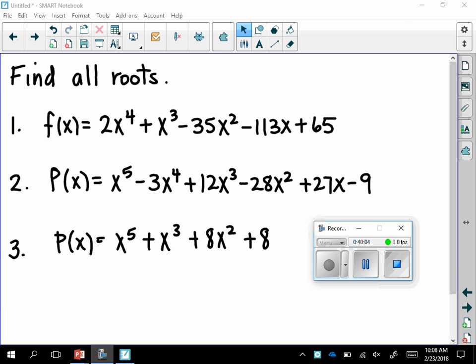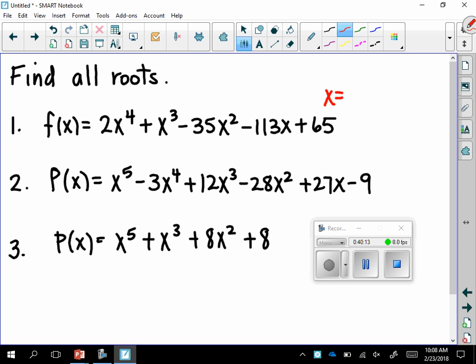5. Okay, so you can do 5, and that would give you 1, 0. How many times do you have to do synthetic division? Twice. So what was the second number that you might have used? 1/2.